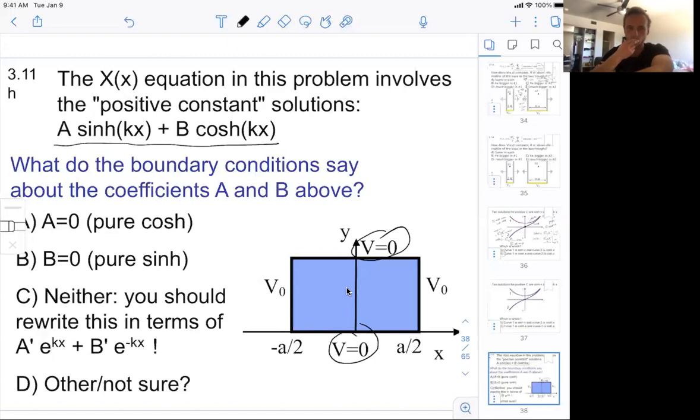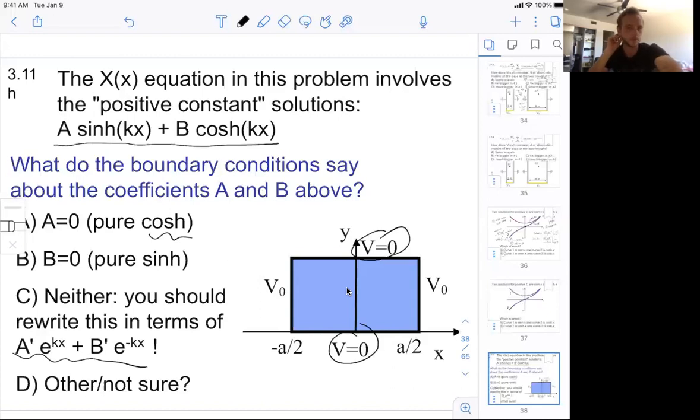So a lot of you picked out a pure cosh function. Some of you picked, well, maybe you should write it in terms of e to the kx and e to the negative kx, because that was the original expression that was given. Okay. So for those of you who picked cosh, how do we know that A has to be 0? The sinh has to go away. What kind of behavior in this boundary condition tells you that?